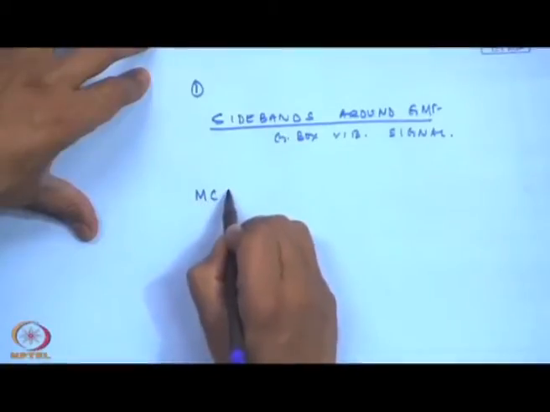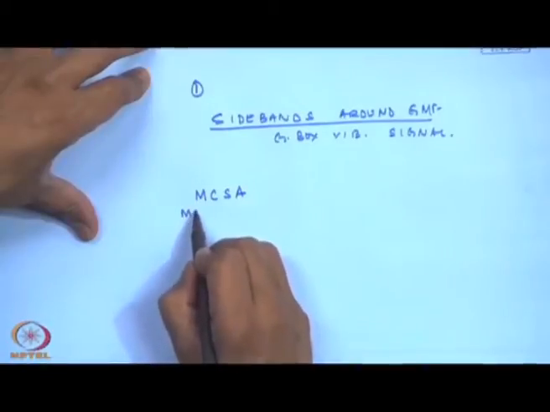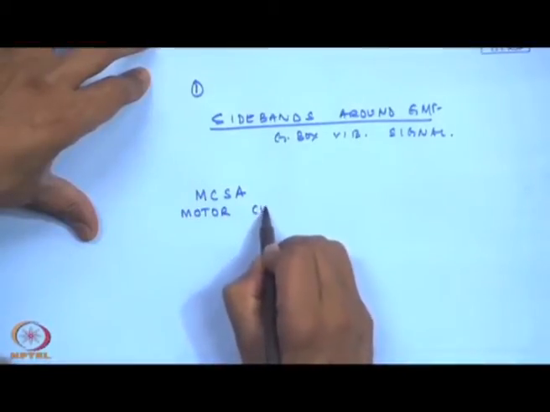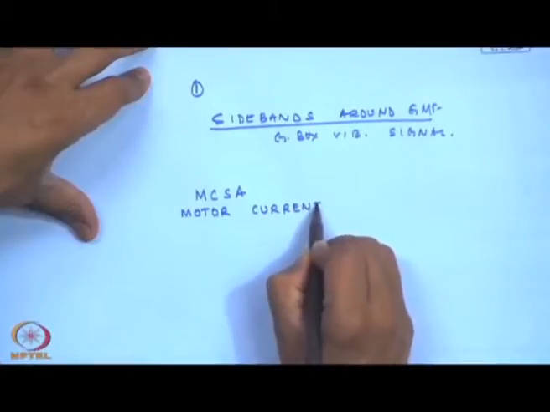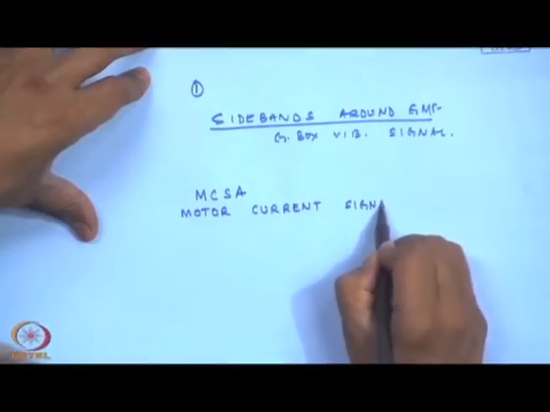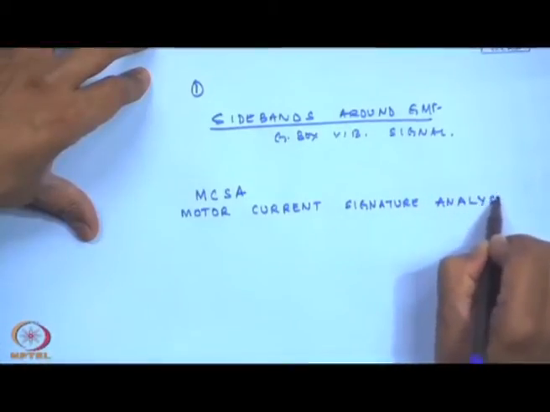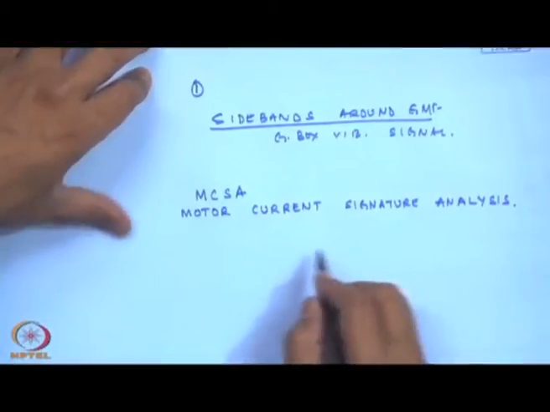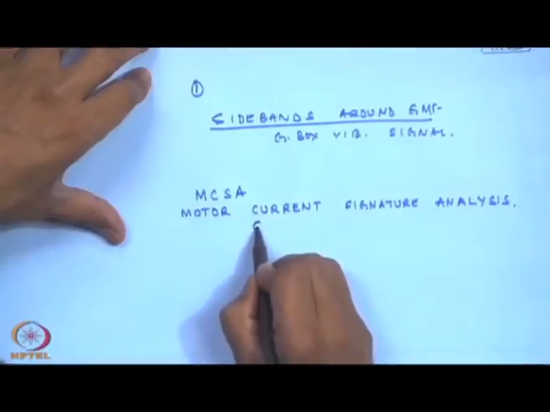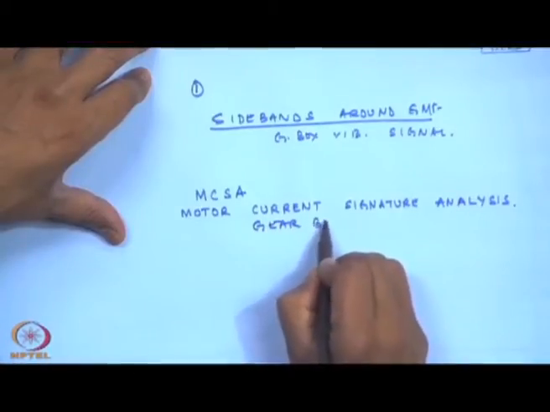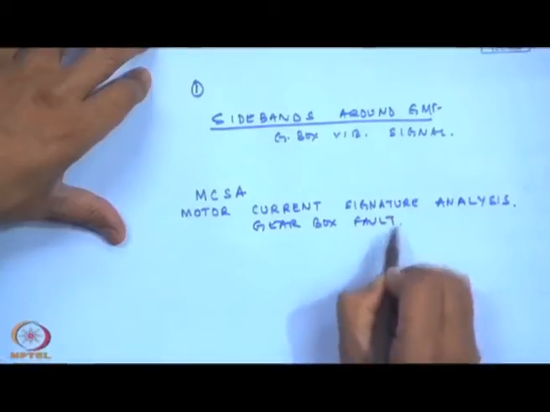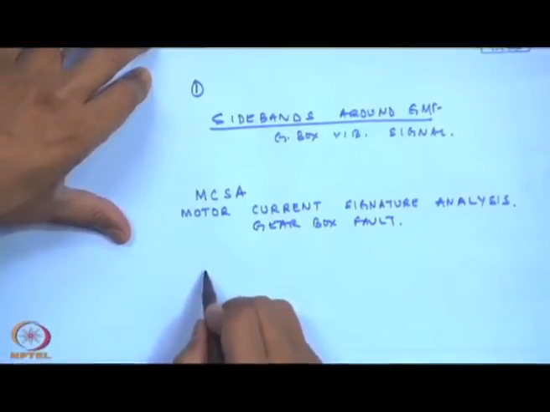Next is vibration. Of course, another technique which we in our group at IIT Kharagpur have successfully used is MCSA, motor current signature analysis. And this has been used to find out gearbox fault. I will tell you briefly what is there in this.